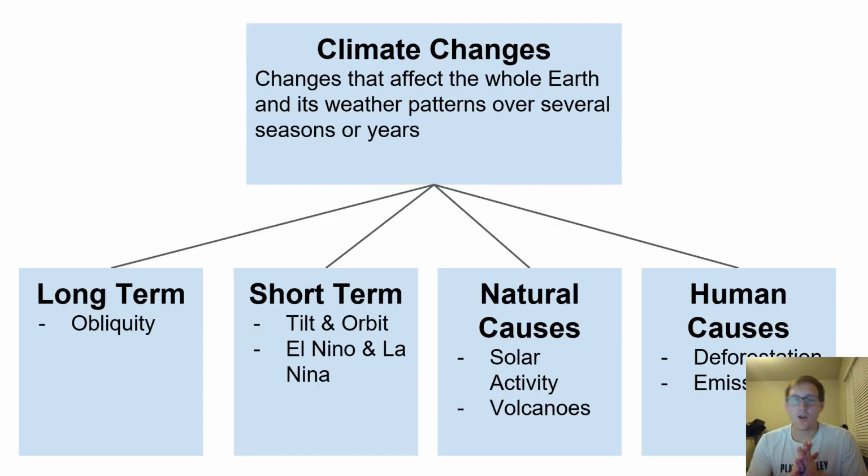All right, so that is all I have for you for climate changes. Make sure that you have them written down as long-term, short-term, natural causes, human causes, as far as climate changes go. We have a very, very short assignment for you, and then we have the unit test. Make sure that you get that unit test done as soon as possible. Stay on top of your stuff. We only have one more unit to go.